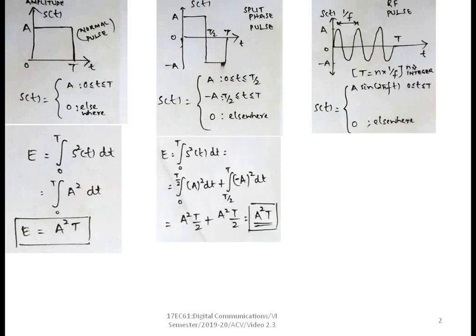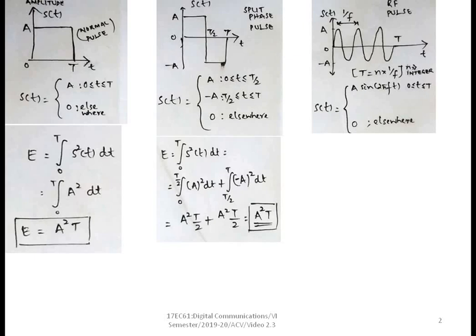In the second case, again we have two amplitudes over two time intervals, so this integral can be split into two integrals: one from 0 to T/2, and another from T/2 to T. Over the first time duration the amplitude is plus A, and over the second time duration the amplitude is minus A. So the energy can be evaluated as A squared T. And the third one is the RF pulse. This RF pulse will be appearing in almost all the discussions of the third module.